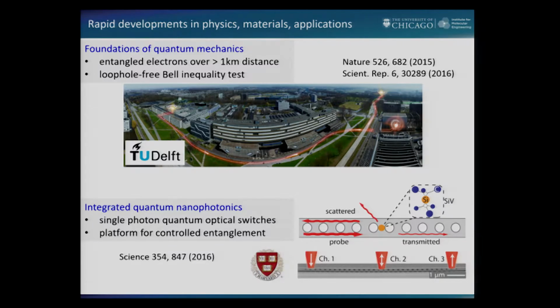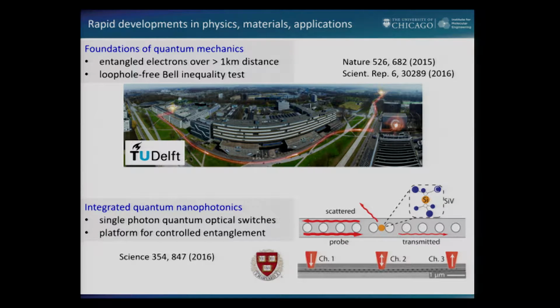So one nice thing is the beautiful work at Delft, where defects in diamond, the nitrogen vacancy center, were used to both entangle electrons over kilometer-scale distances and do some beautiful Bell's inequality tests using these solid-state materials. And it's led us to some better understanding of some of the foundations of quantum mechanics.